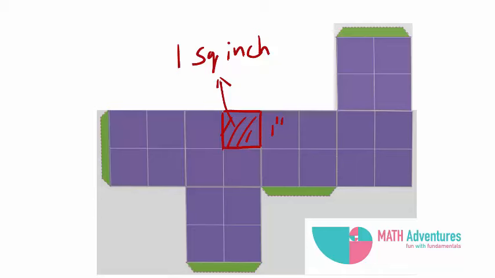Now cut along the edges of the net to make your own cube. Place your cube on the table. By counting the length of each small square, you can find its length, breadth and height. Are they all equal?